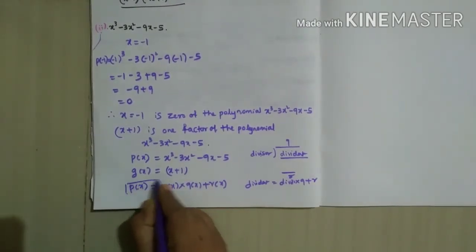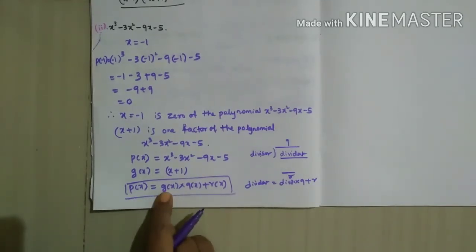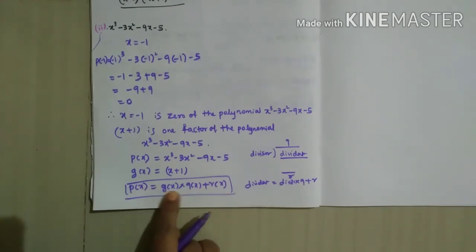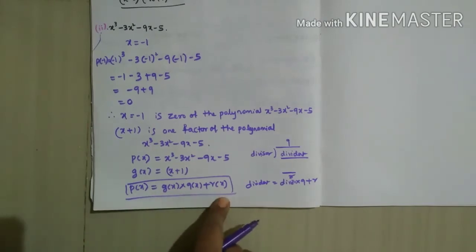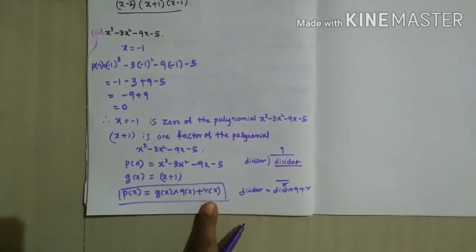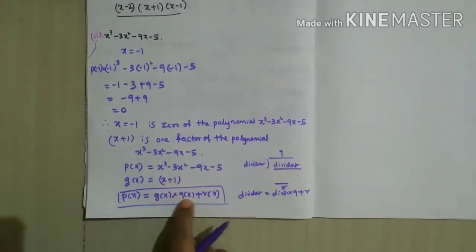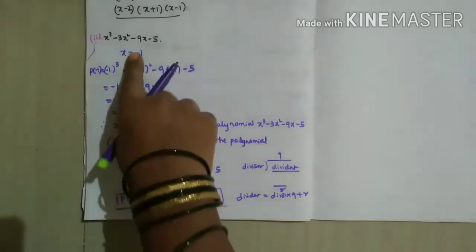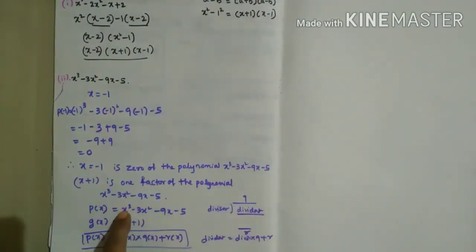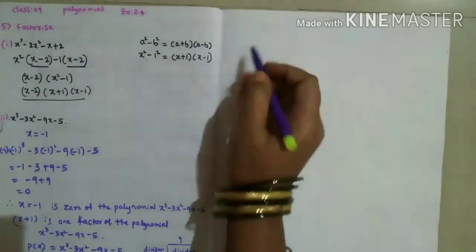This you have to remember. This p of x is the dividend, g of x is the divisor, q of x is the quotient, r of x is the remainder. So p of x is equal to g of x into q of x plus r of x. This you should remember. This you have to use in this sum. I already told you this. Now you see here p of x, g of x is there, q of x and r of x we will find, and we are going to find the two more factors of this equation. Now the dividend is this equation I will write, and I will divide it by the long division method.